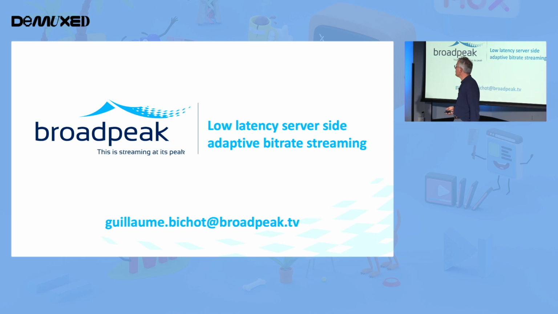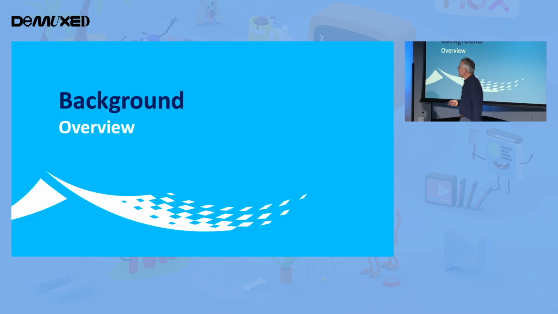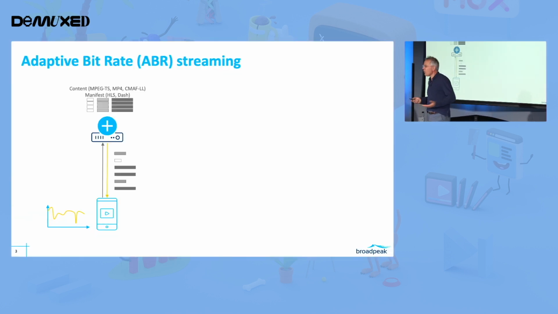So today I'm going to talk about a server-side adaptive bitrate streaming technology. Let's start with a bit of background. You know how ABR works, basically. You have content that is encoded in several flavors, several representations. All these representations have different encoding bit rates, different qualities, and they are all split in segments of equal duration, let's say 2 seconds.